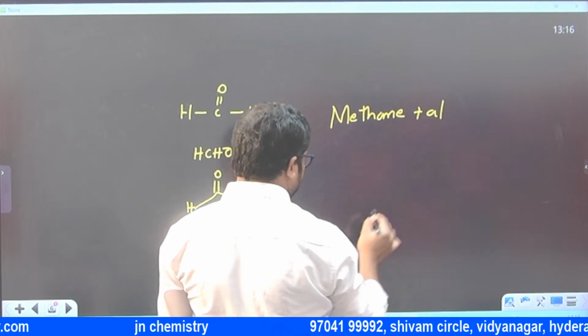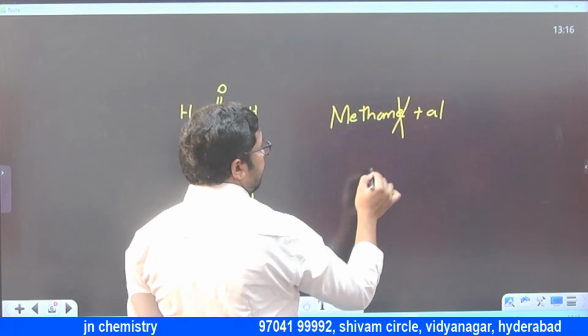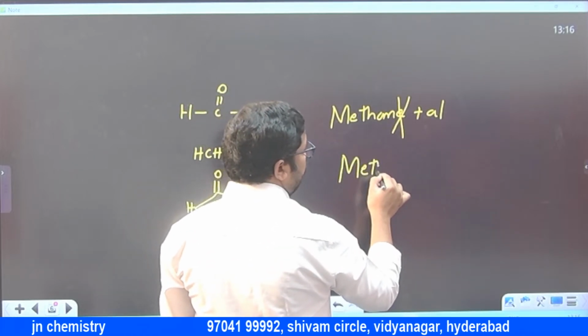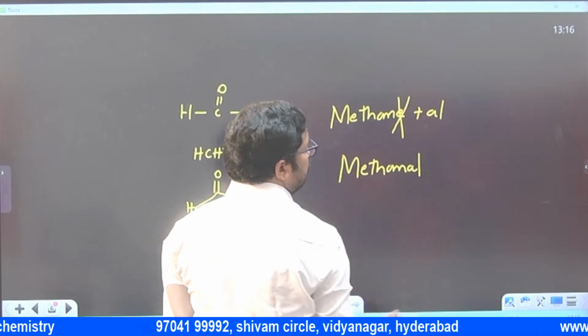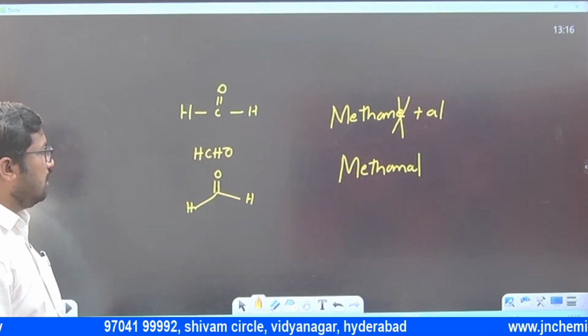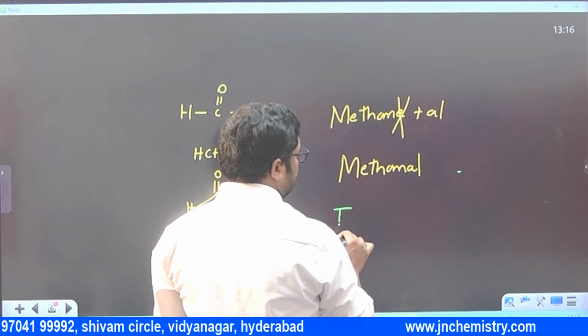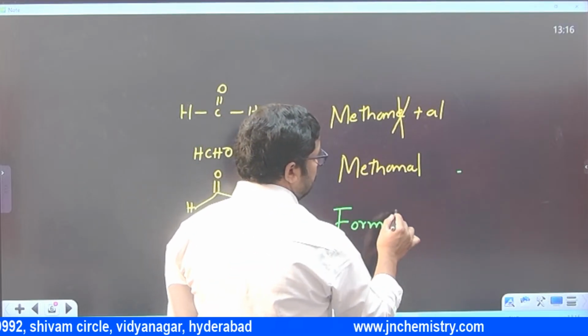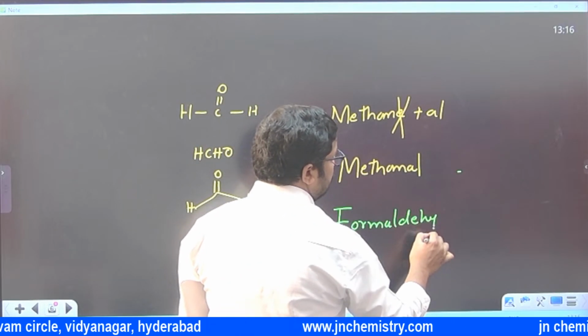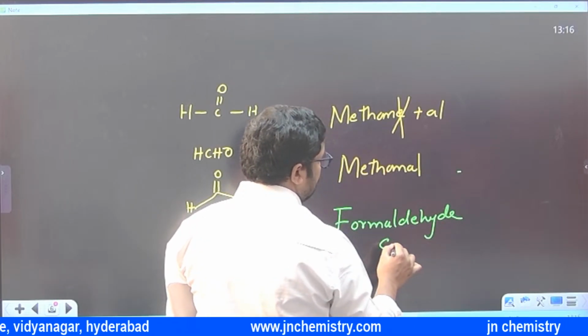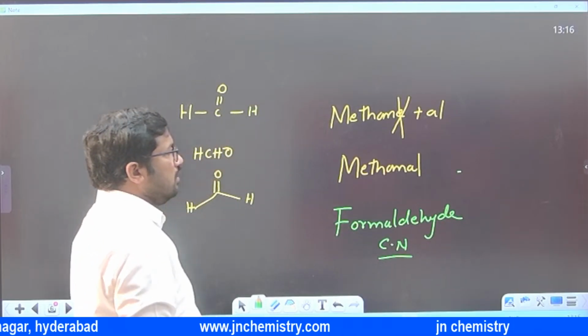plus al. So when we are clubbing, we need to remove this E. What's it called? Methanal. And formaldehyde is the common name. Formaldehyde is the common name.